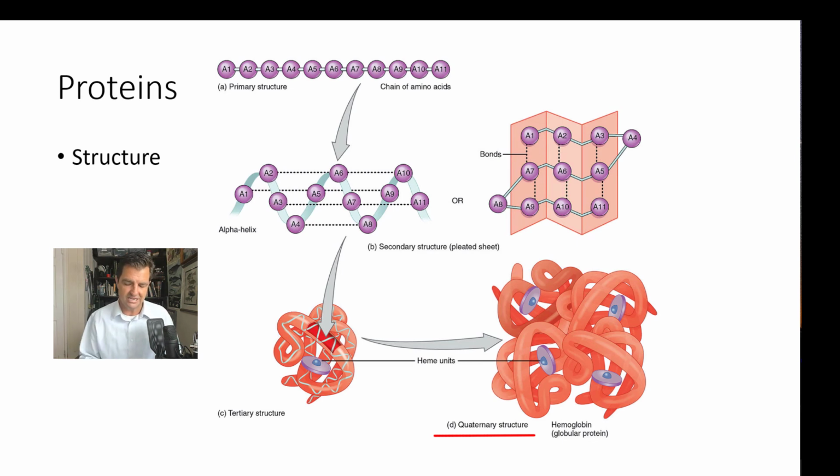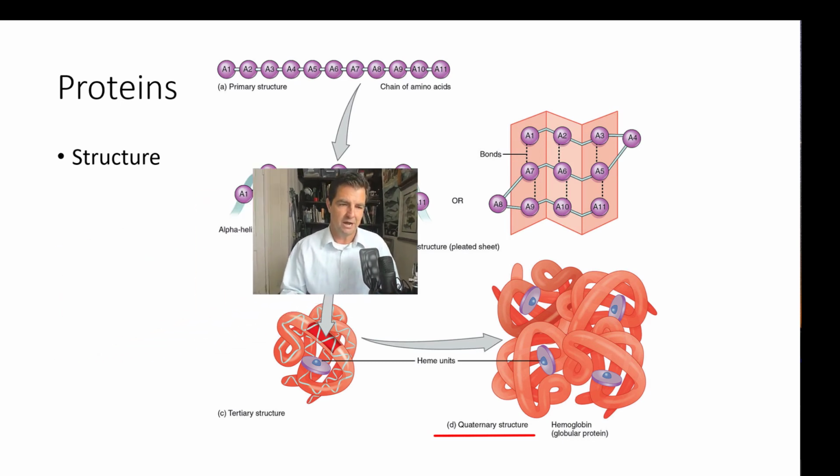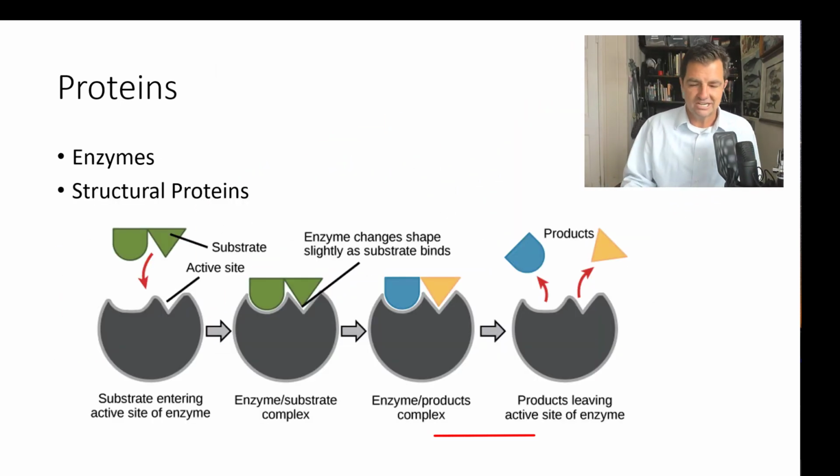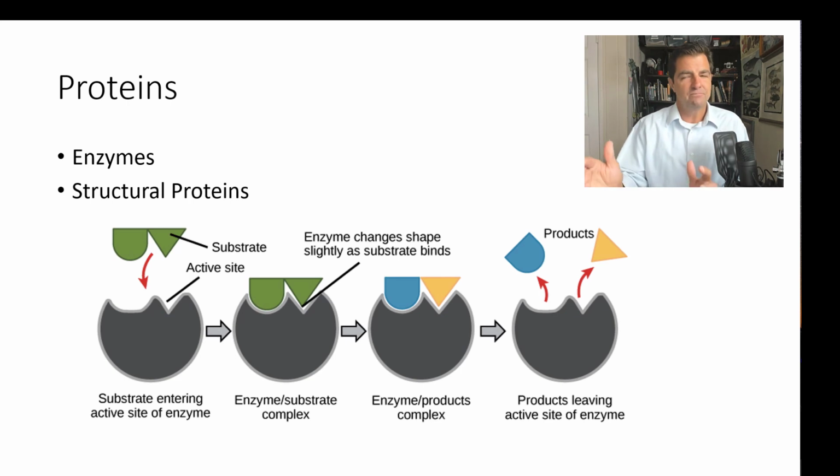That's what you're seeing in this case with the protein called hemoglobin, which is used to transport oxygen throughout your body. Proteins can come in different forms. We'll talk about them primarily in the form of being enzymes, and enzymes are proteins that will speed up chemical reactions. We have enzymes that break things down, and we have enzymes that put things together.